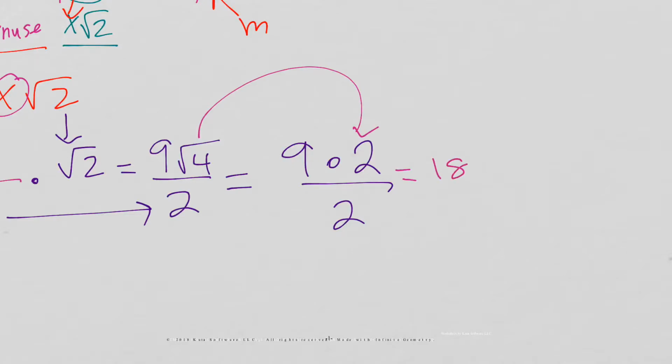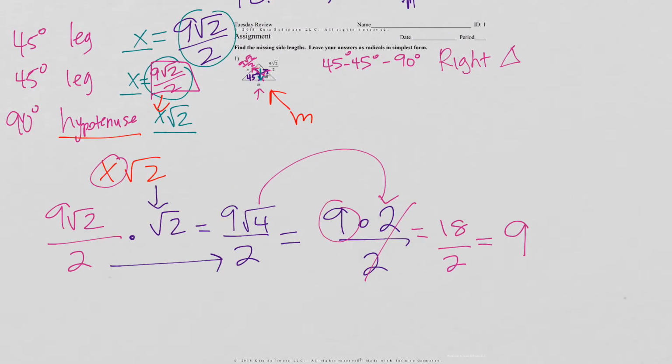9 times 2 is 18. 18 divided by 2 is 9. Or you could have just crossed out the 2's and you would have gotten 9 anyways. So that means that m is equal to 9. N is 9 square root of 2 over 2 because he's the same value as the other leg.